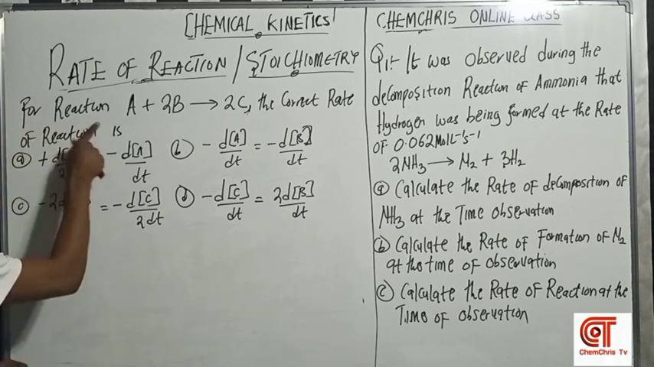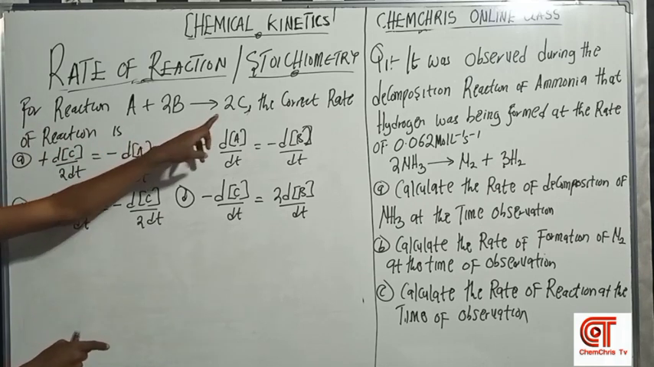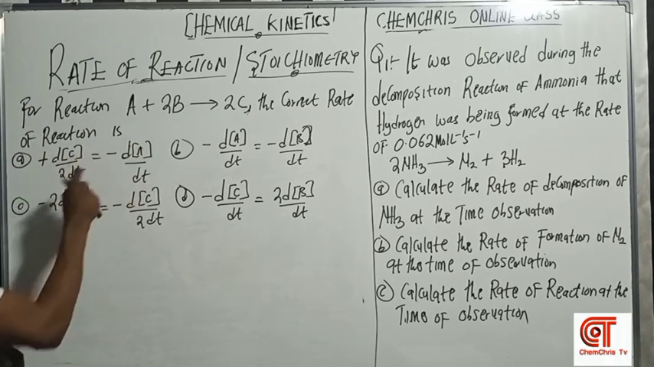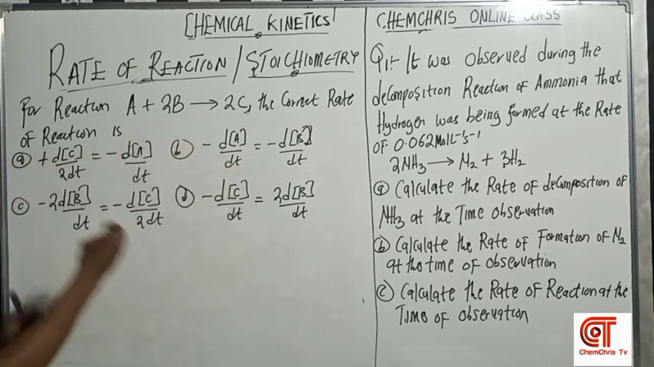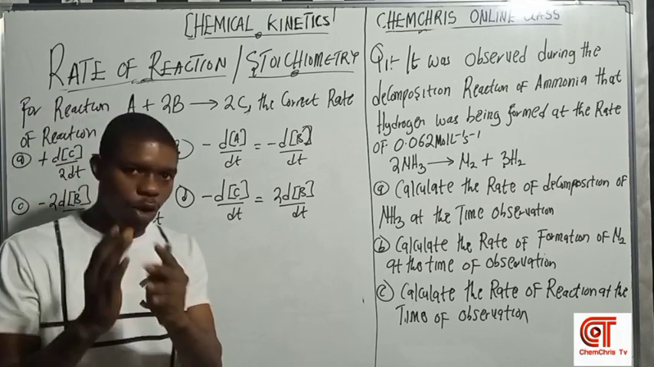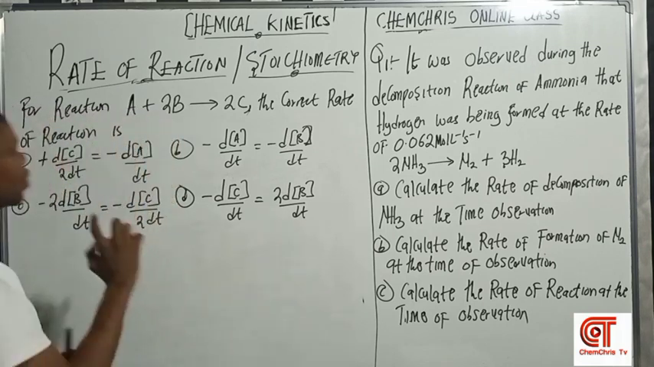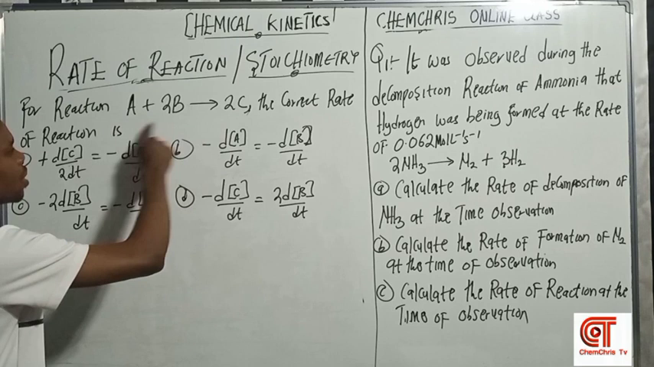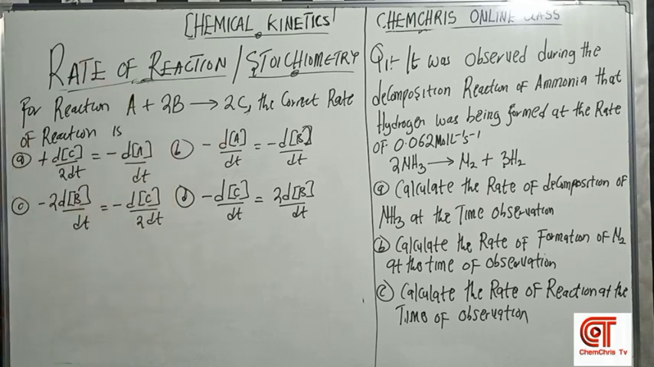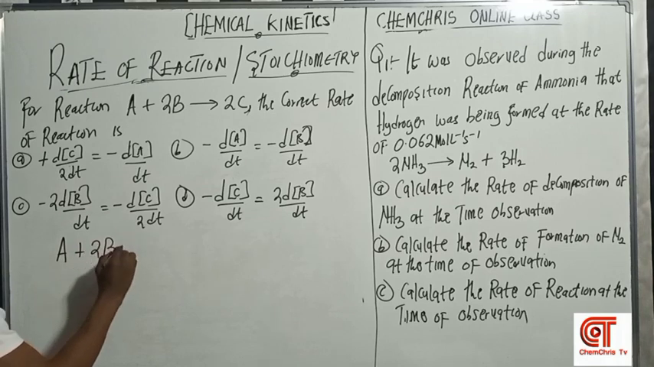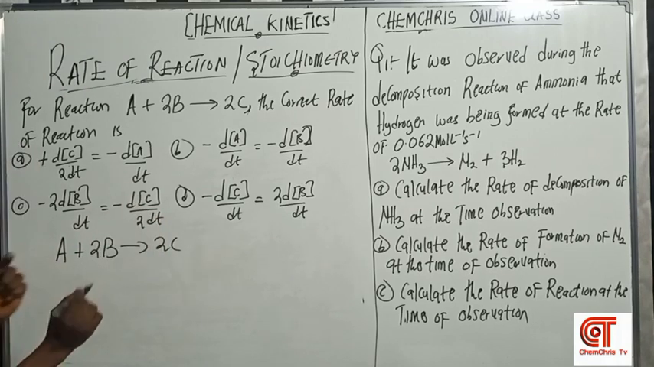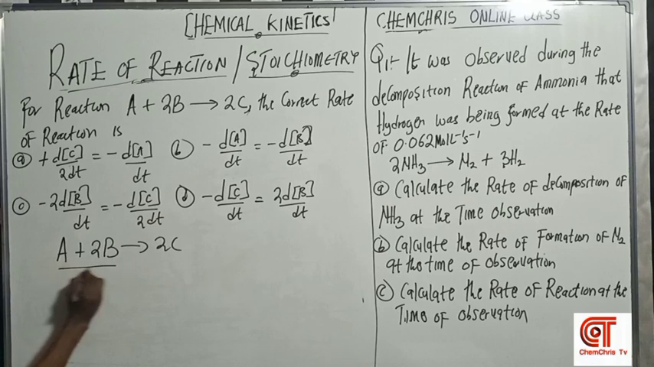It says that for the reaction A plus 2B gives 2C, the correct rate of reaction is. So they're asking, out of all these options, which is the correct rate of reaction? The first thing you want to do here is write the general rate of reaction. You have A plus 2B giving 2C. It's very easy here. We have two reactants and one product, right?